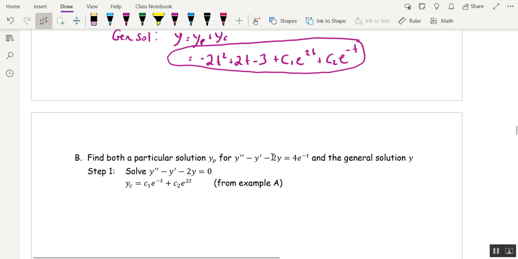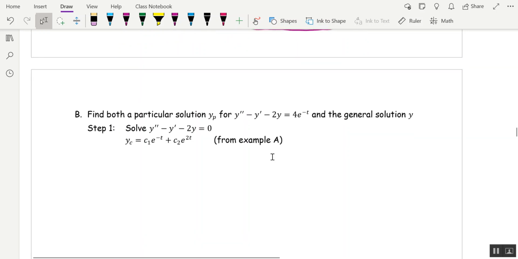So next one, we're going to do an exponential. We're also asked to find both a particular solution and the general solution. So step 1, solve the associated homogeneous differential equation. The homogeneous part is the exact same as it was in our last example, so I don't need to redo things. I'm just going to write down yc. In this case, I put e to the negative t first and then e to the 2t second. That's okay. It's the same function. So step 1 is done.